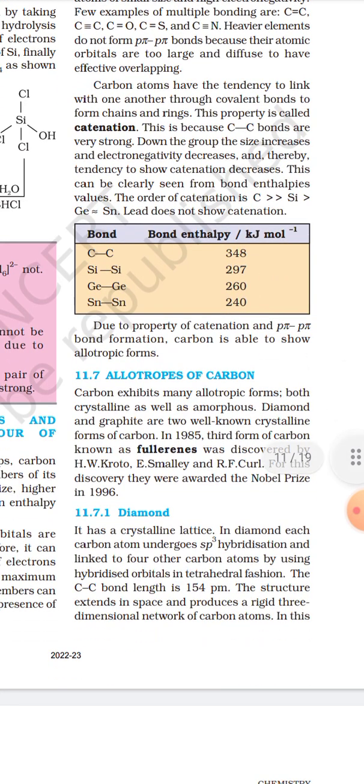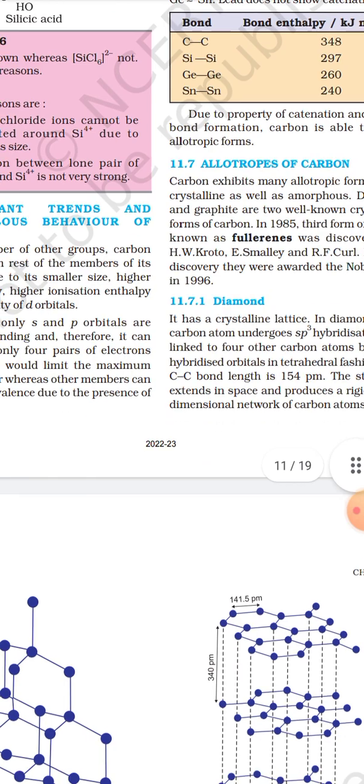Diamond. It has a crystalline lattice. In diamond, each carbon undergoes sp3 hybridization and is linked to 4 other carbon atoms by using hybridized orbitals in a tetrahedral fashion. The carbon-carbon bond length is 154 picometer. The structure extends in space and produces a rigid three-dimensional network of carbon atoms.